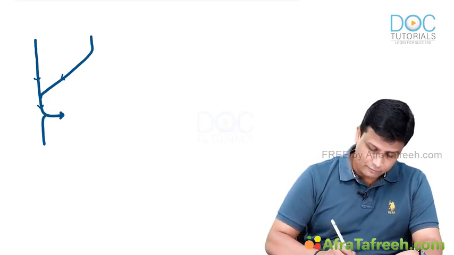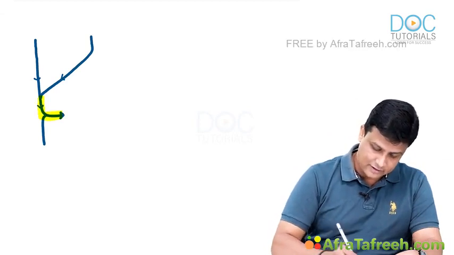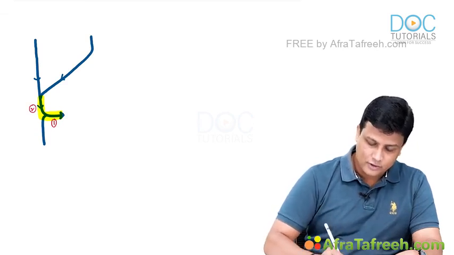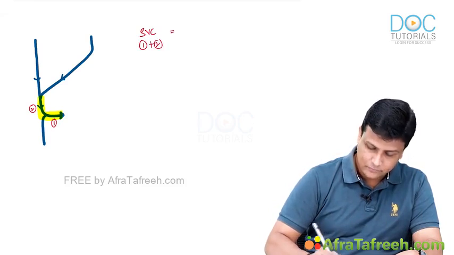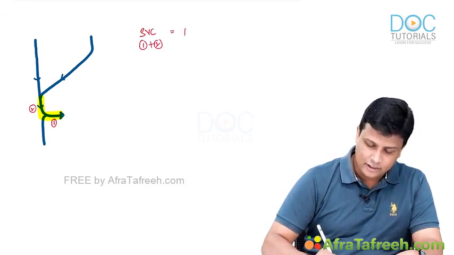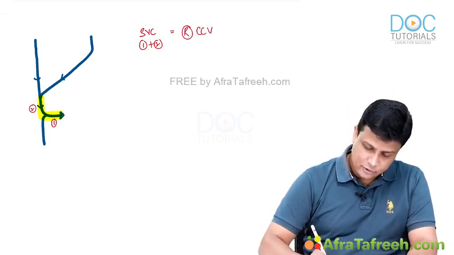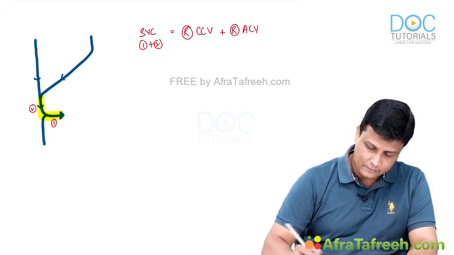Superior vena cava is actually formed by number 1 and number 2. So what is this number 1 and number 2, guys? Superior vena cava, number 1 plus number 2. Number 1 is nothing but the right common cardinal vein, and number 2 is nothing but the right anterior cardinal vein.